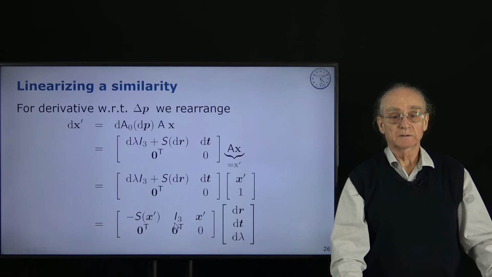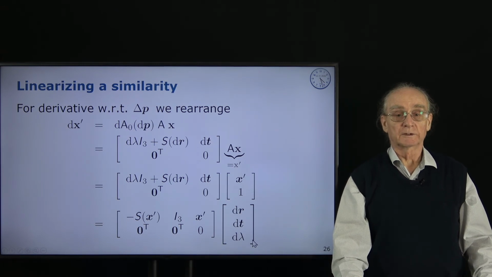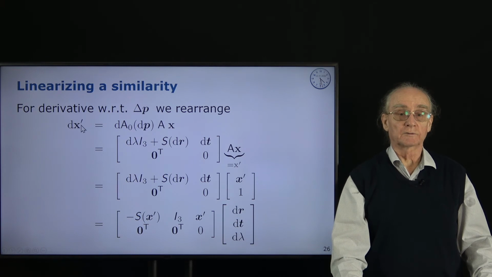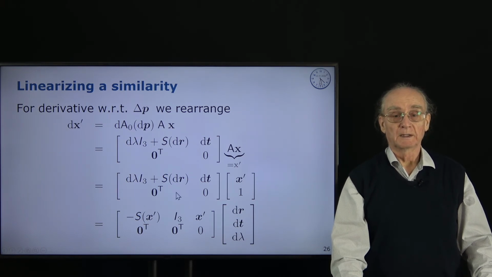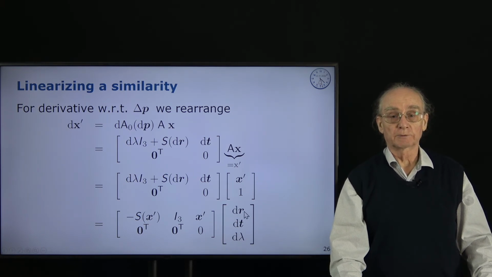The second is the dt. The dt is nothing else than unit matrix multiplied with dt. And the scale parameter is d lambda multiplied with x prime. So we get x prime multiplied with d lambda. Now we have obviously found a representation where the dx prime, the differential of our transformed point, depends on the differential parameters. And that means this is the Jacobian which we need.